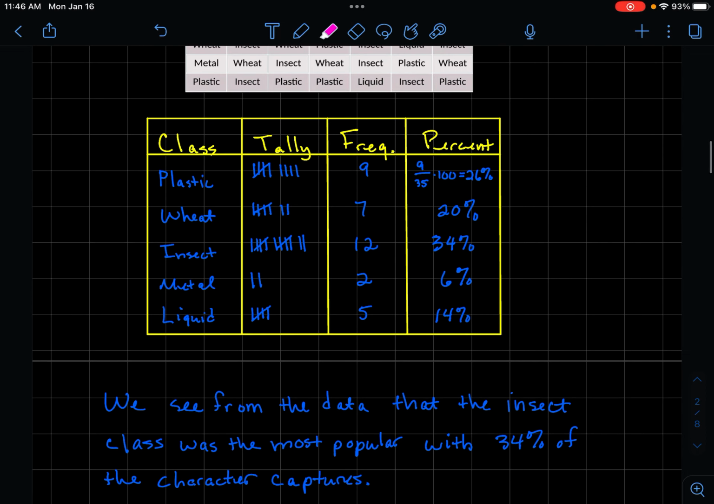So what we found out by doing this categorical frequency distribution is that from the data, the most popular character that was captured happened to be the insect, at 34% of the time. So there's how you can construct a categorical frequency distribution.